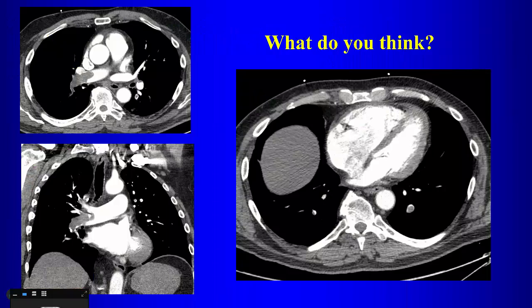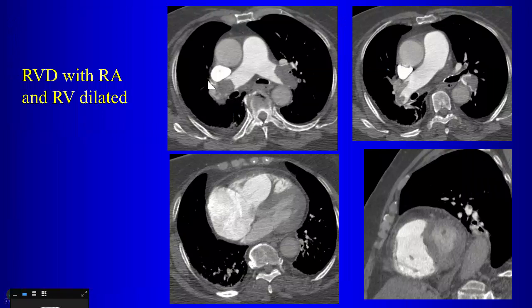What do we got here? Big old clot. Big clot. And then the second thing you have to notice is there's right heart strain, right? So the right heart is dilated. So in addition, when you see big clots, you have to talk about the right heart.